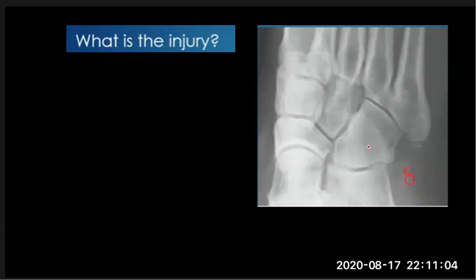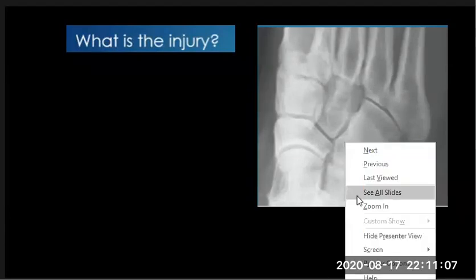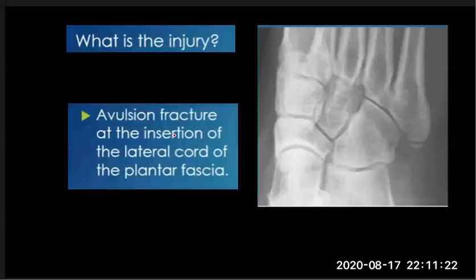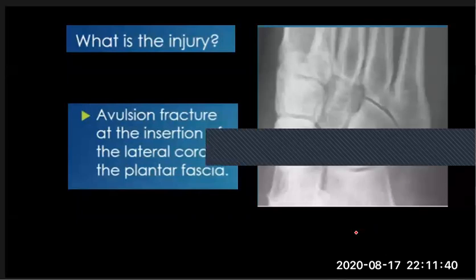What is attached here? Peroneus brevis. Peroneus brevis, okay. Other than the peroneus brevis muscle? The fascia, I think, of the plantar aspect of the foot. Yes, very good. This is the plantar fascia. It is attached here, so this is an avulsion fracture in that area.